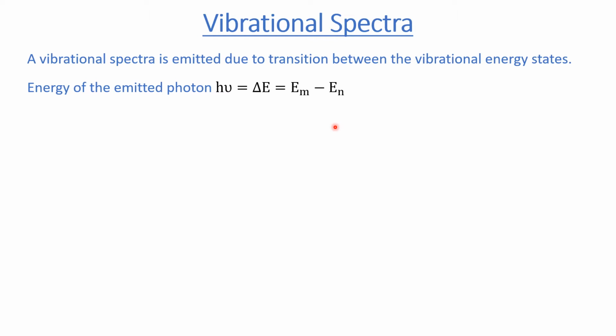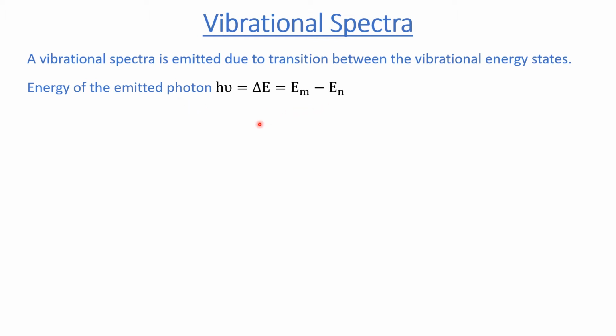If there is a transition which involves a change in the dipole moment, the energy of the emitted photon must be equal to the difference between the energies of those states. Let's suppose the transition has taken place from the energy state M to another state N. Then the energy of the emitted photon must be equal to Em minus En.